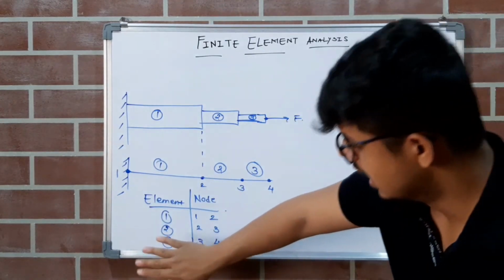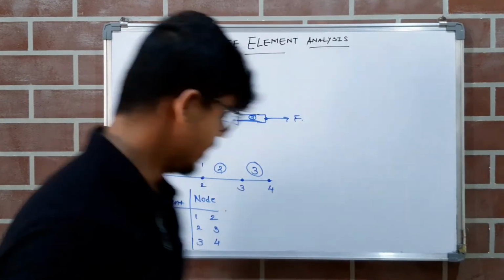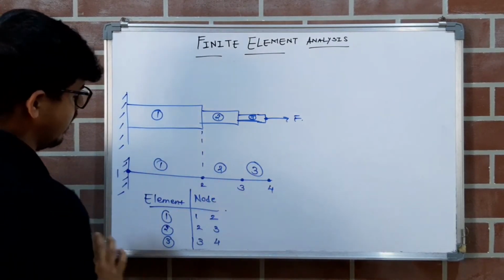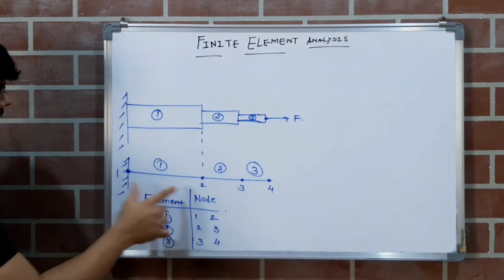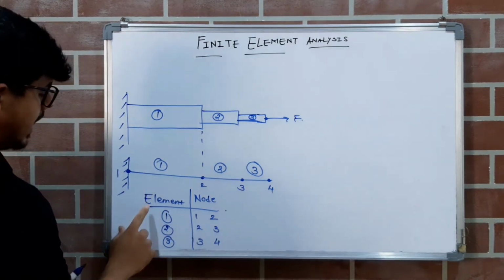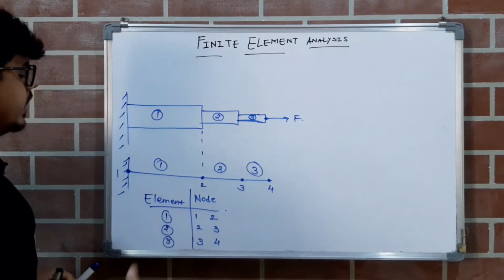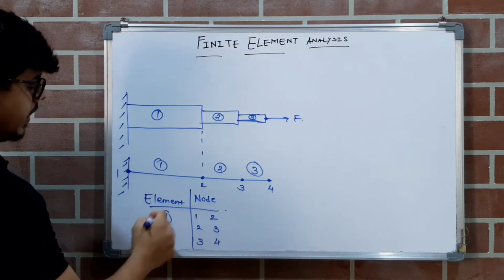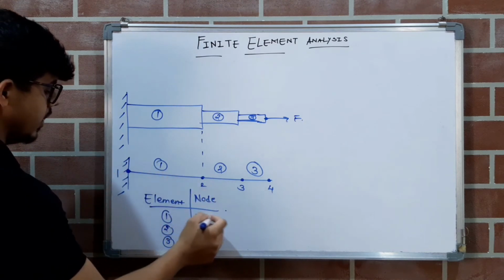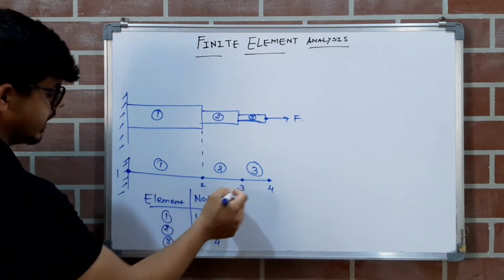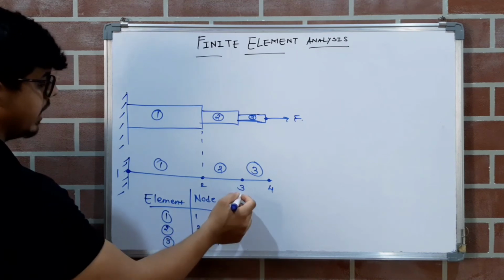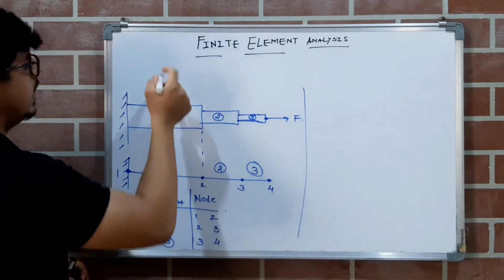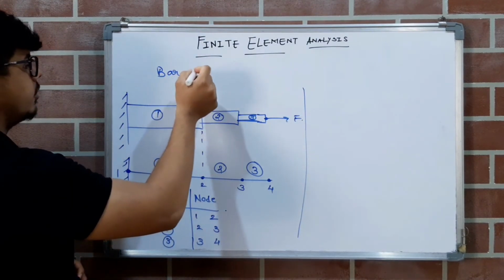So please understand this. I will explain you again. This is our FEA model. Right? Now I am preparing this element node connectivity table. So element in one column and node in the other column. So we will see in the first element, how many nodes are there? Node 1 and node 2. So 1, 2. In the second element we have nodes 2 and 3. In the third element we have nodes 3 and 4.